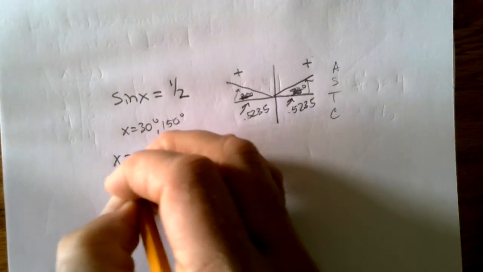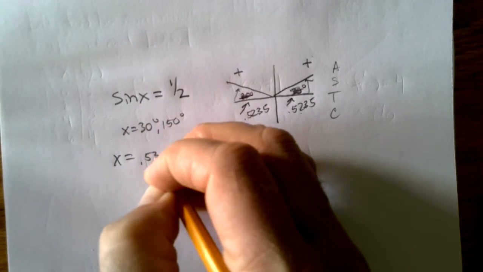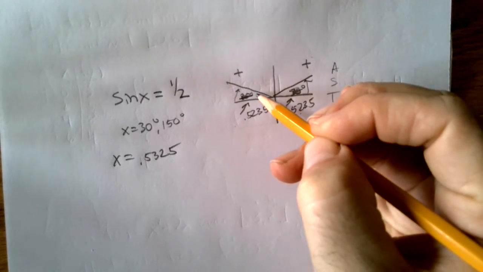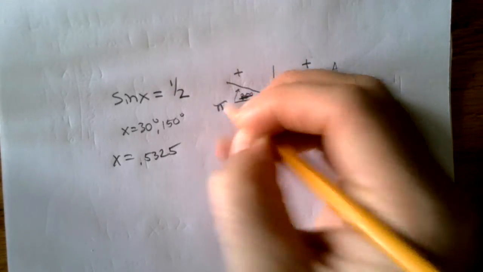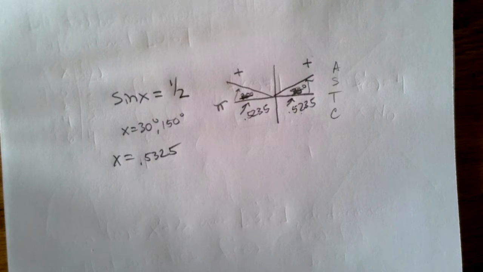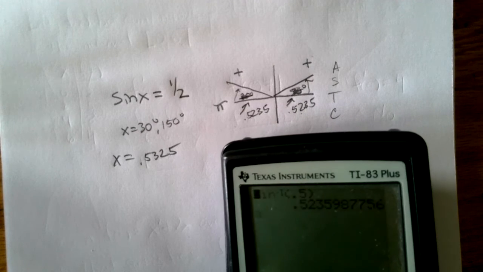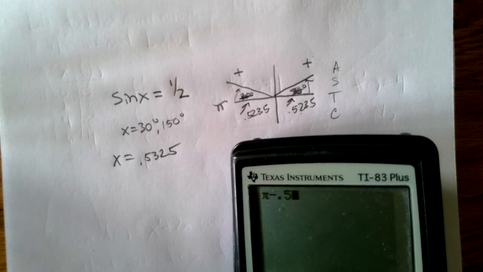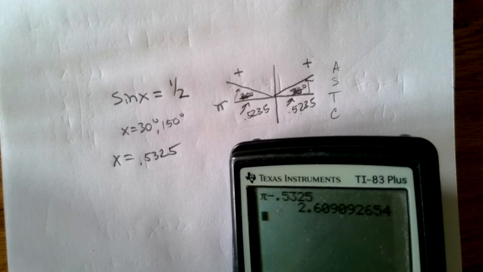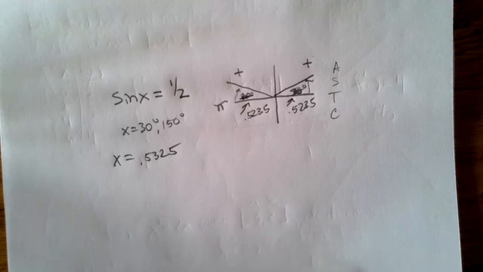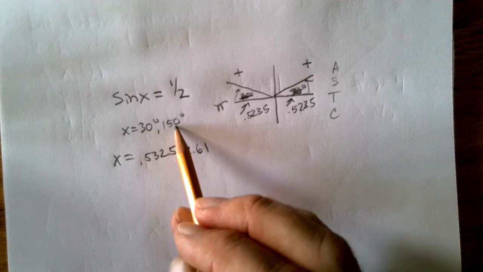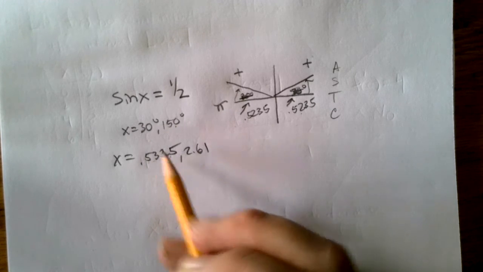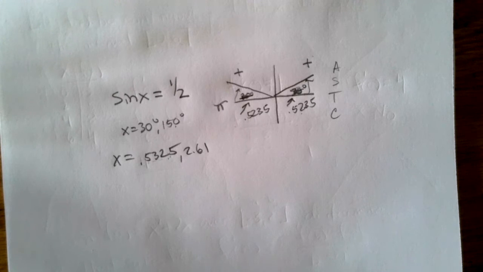And so I have x is equal to, this one will obviously be 0.5235, but this angle here, I don't subtract off of 180, I subtract off of pi. And so if we take pi and we subtract 0.5235, you can see you come up with 2.61. And so 2.61 radians is the same as 150, and 0.5235 radians is the same as 30 degrees. So that should really clarify a little bit of your work.